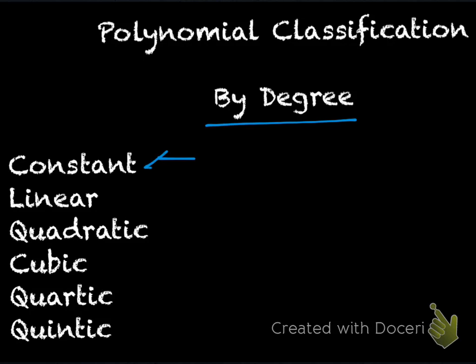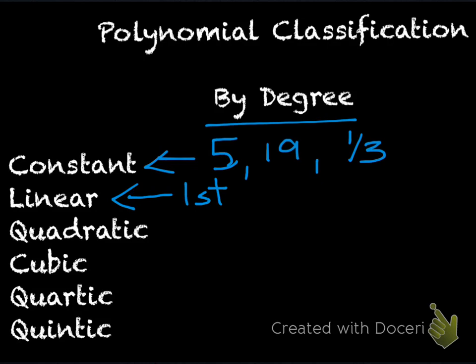Constant is any number by itself, and you already know that because that was on the last page. So if I give you the number 5, or the number 19, or the number 1/3, those are constants. And if you're classifying them by degree, they're still constants. You do not need to elaborate any further. Linear is an example of a first degree.